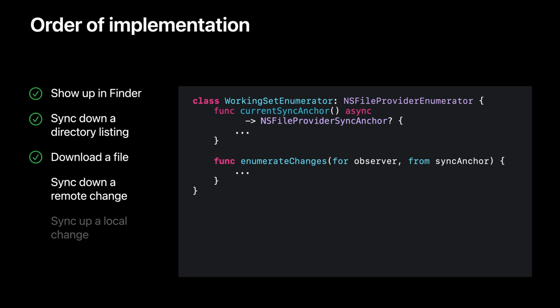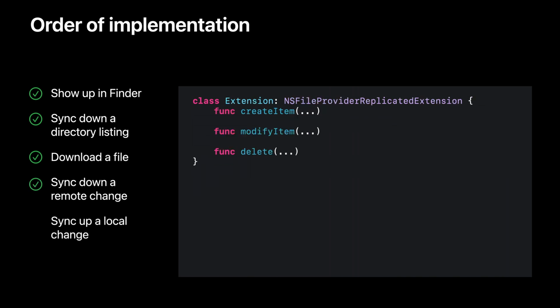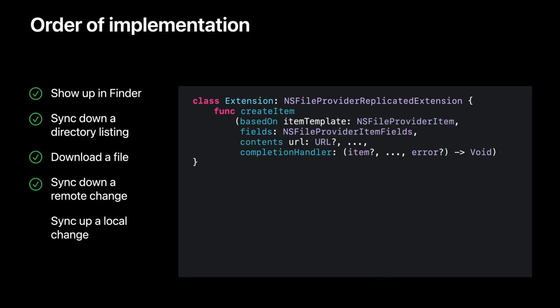The last step is to allow sync up of changes. If the system detects changes to the local files, it will call one of three methods to create, modify, or delete an existing item. We'll have a quick look at the create method. The system hands you the new item that it asks you to create. This is a system item, although it follows the same protocol as your own items.